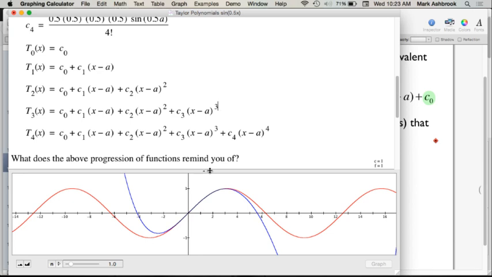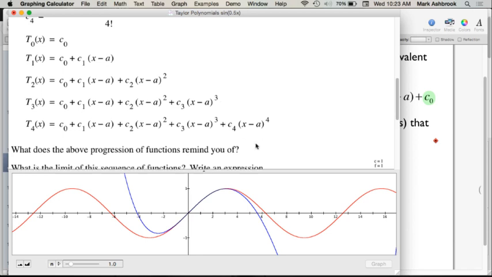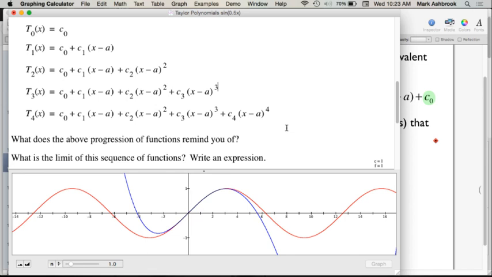T0(x), T1(x), T2(x). What's happening as we keep going to the next one? Okay, so you got a sequence of partial sums, right? Isn't this a sequence of partial sums? We keep adding one more each time. All right, so what's the limit of this sequence of partial sums? What's the limit of a sequence of partial sums? The same as the value of the infinite series.